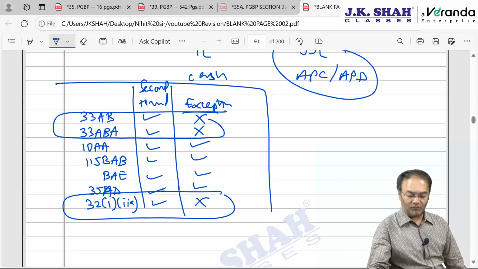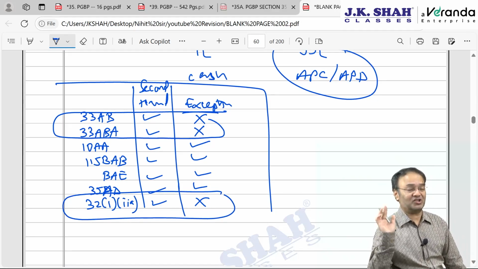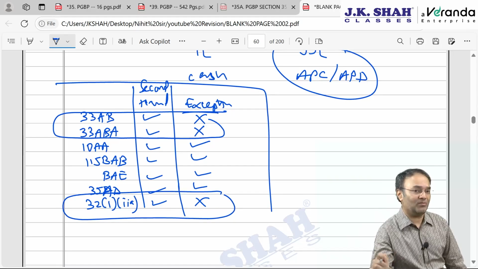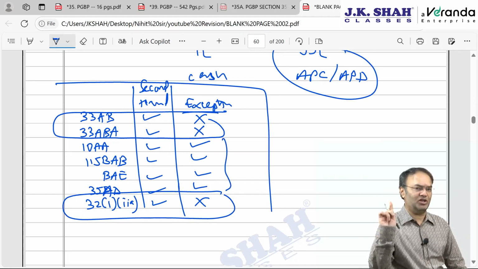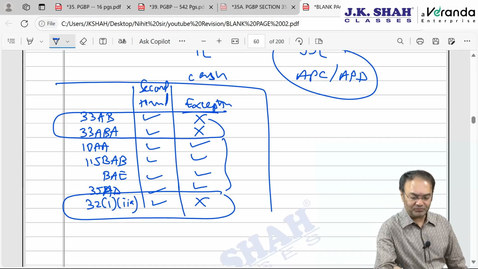So 1, 2, 3, 4, 5, 6, 7 places there is a restriction on second hand plant machinery. Out of 7 places, only at 4 places there are exceptions. 2 exceptions, same 2 exceptions. Imported from a country outside India, provided it was not used by any person resident in India, and so on.